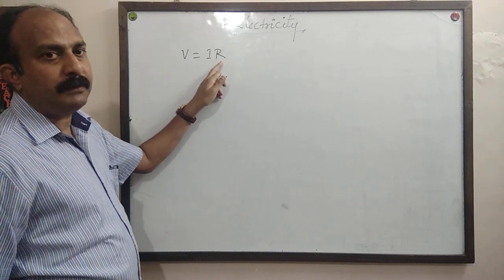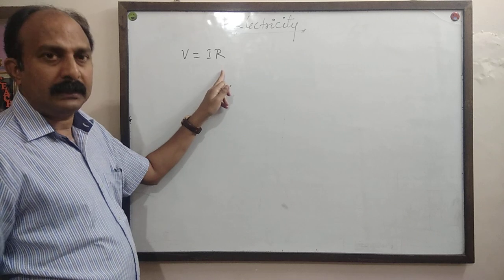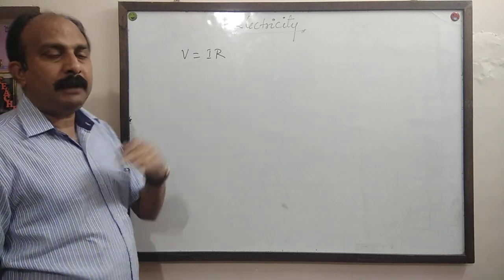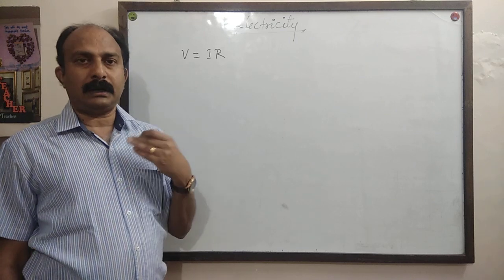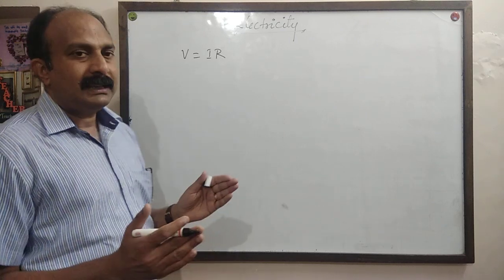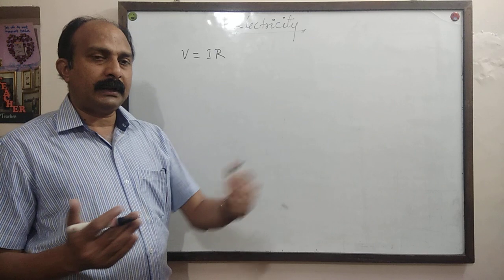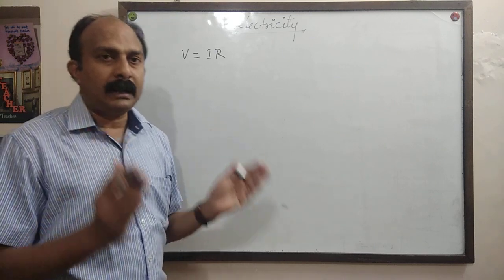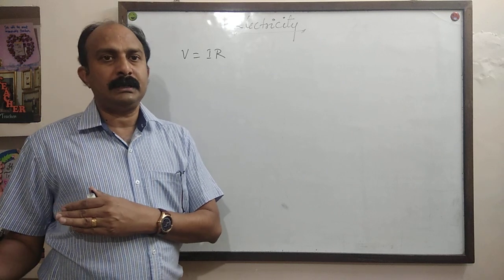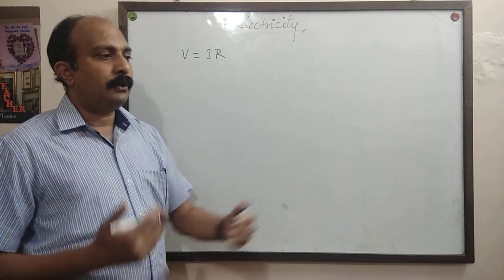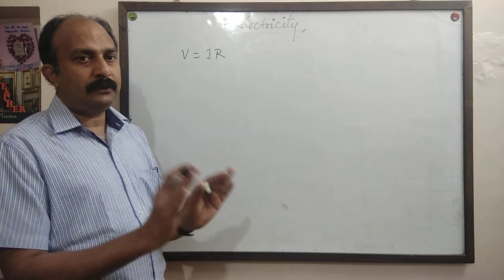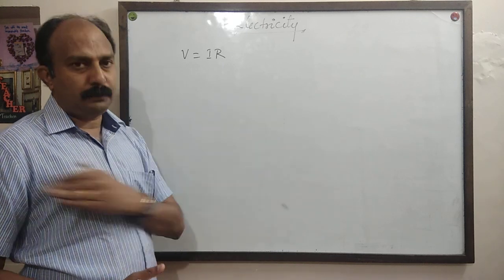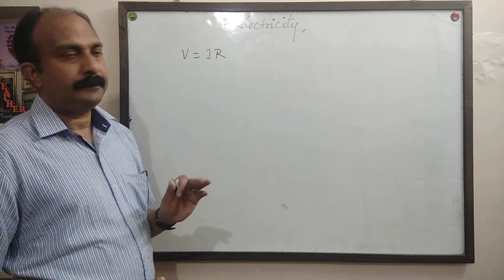And we were discussing this resistance in the later part of the class. Resistance is that property of the materials or conductors due to which it resists the flow of electricity through it. Even though it's a conductor that allows electricity to pass through it, at the same time it offers a resistance due to which the electrons are unable to move freely.